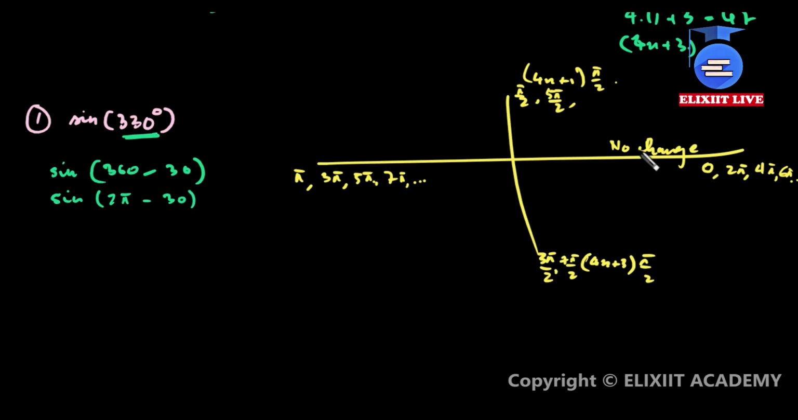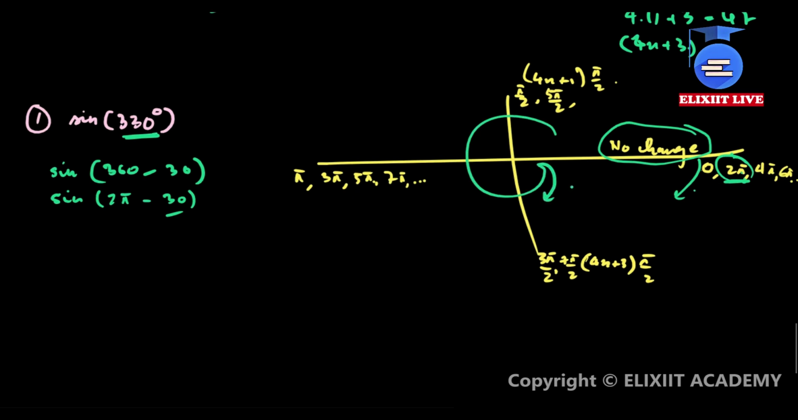If you change with respect to this axis, 2 pi is over here. 2 pi means there is no change. Sine, cos, tan, whatever, there is no change at all. Sine will remain sine, cos will remain cos. So sine of 2 pi minus 30 will lie over here. 2 pi minus theta, where theta is 30 in this case. Complete rotation will be 2 pi, and then 2 pi minus theta.